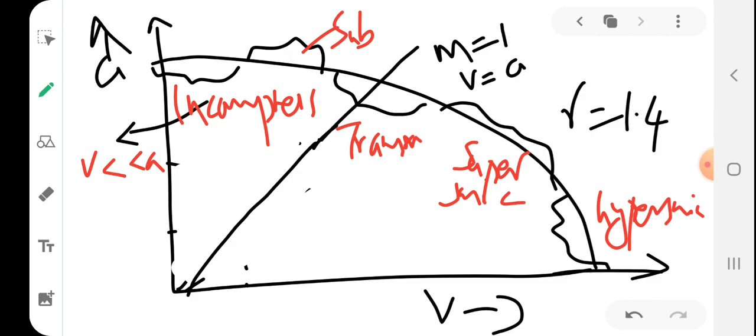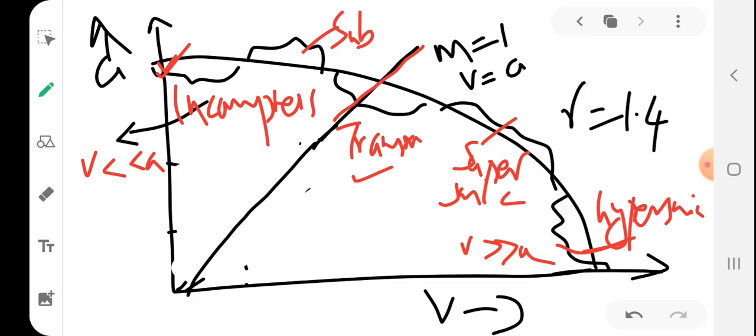The region close to Mach number 1 is the transonic region. This particular line is sonic because V is equal to A. The region close to M equal to 1 is transonic, and this will be supersonic because towards this axis V becomes very much higher than A. Here V will be very much lower than A, so this will be incompressible, and this will be hypersonic.